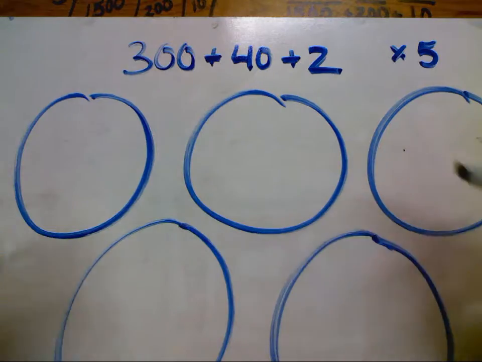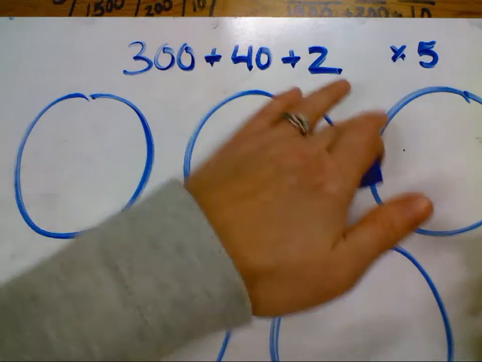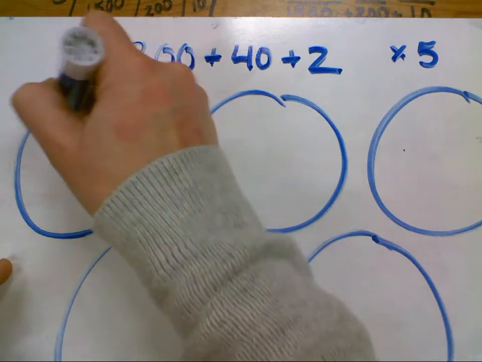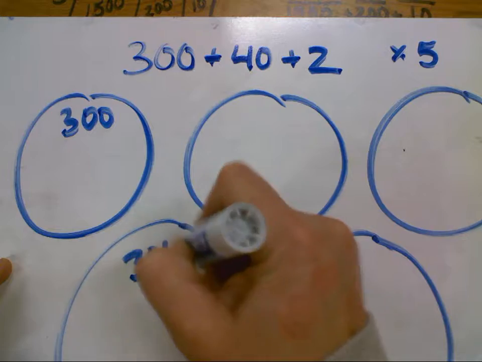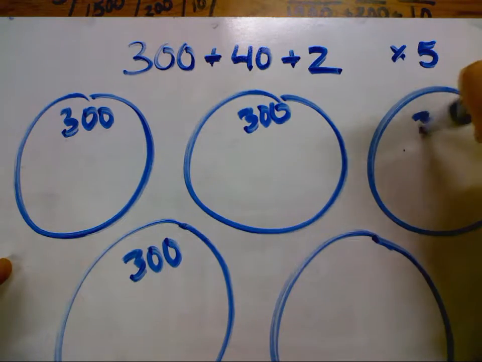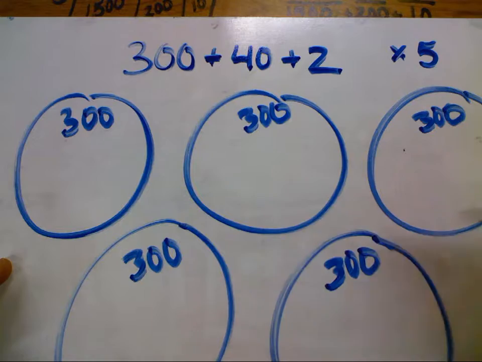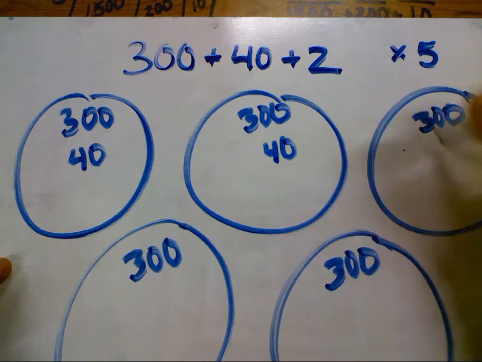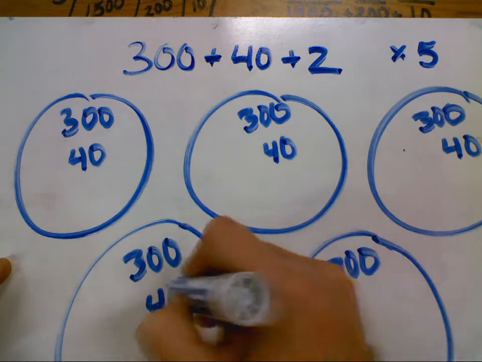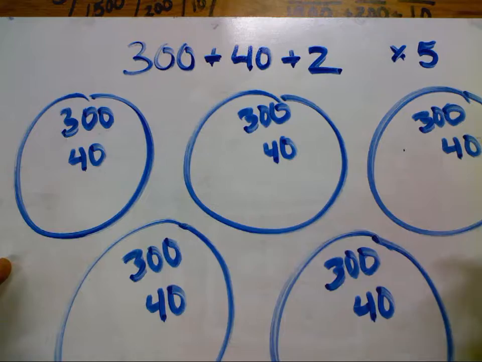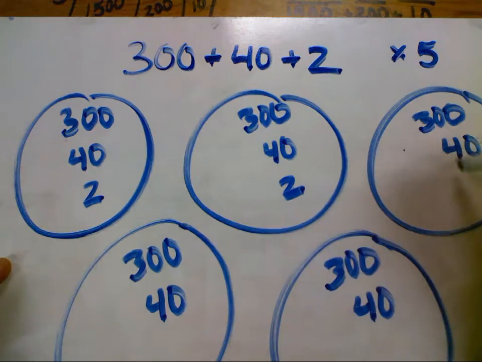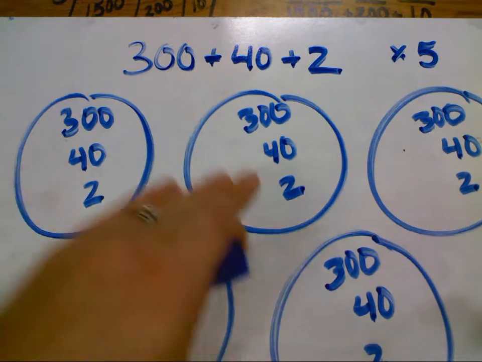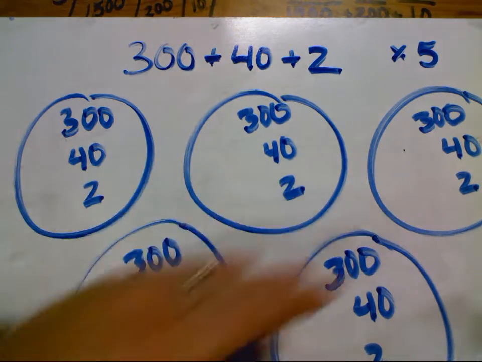And we placed these amounts into each group, and then you add up all of those amounts. So each group is getting 300. Each group will get 40. And each group will get 2. And then I find out each of those amounts that I have there.